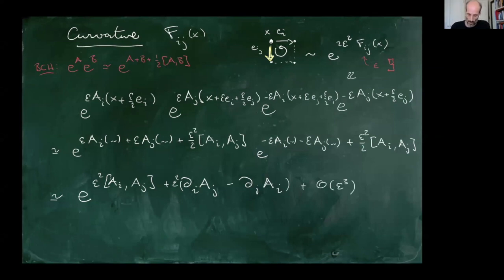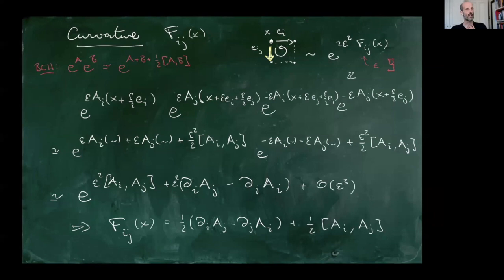So what I see is that, therefore, if I just identify things, I see that my F_ij, actually let me write it intrinsically. F_ij of x is, well, there's a half: a half of (d_i a_j minus d_j a_i), plus a half of [a_i, a_j].